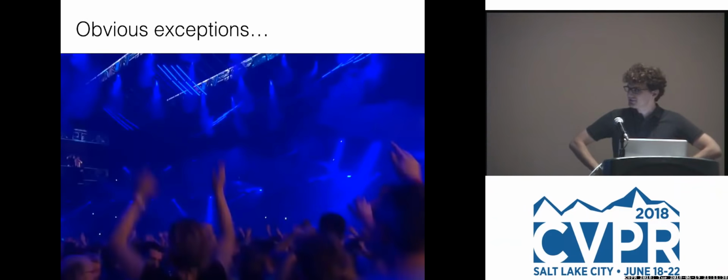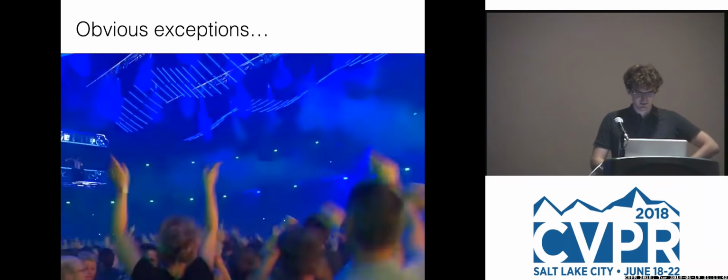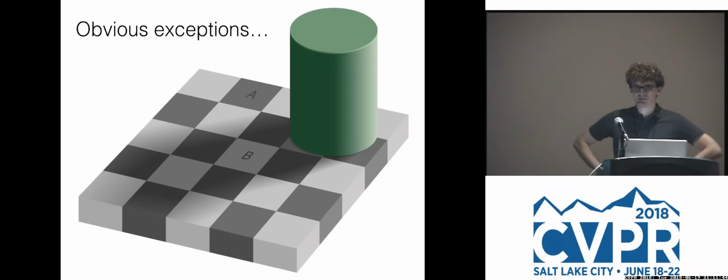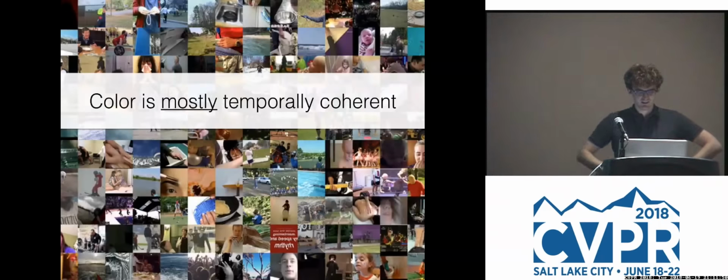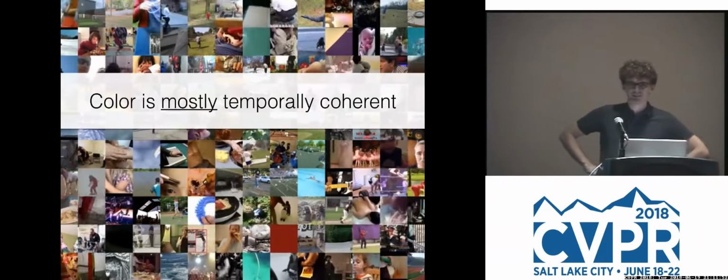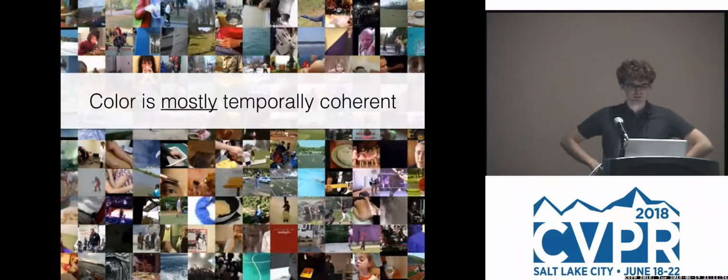And there's obvious exceptions to this rule. Like you can turn on a green light and all the colors are going to change. There's several illusions where this isn't true. And there's also color constancy effects. But generally, if you just take a random video from the web, the color is going to be fairly coherent.